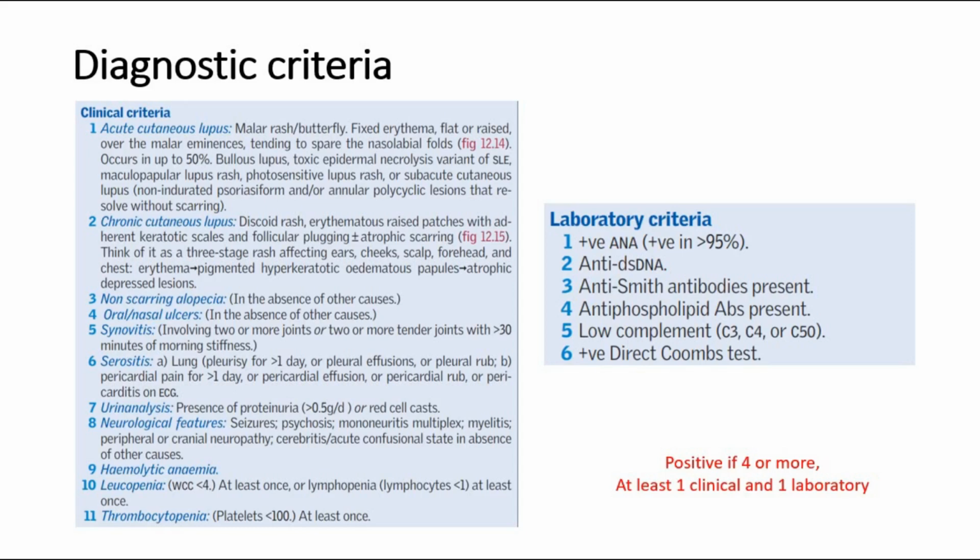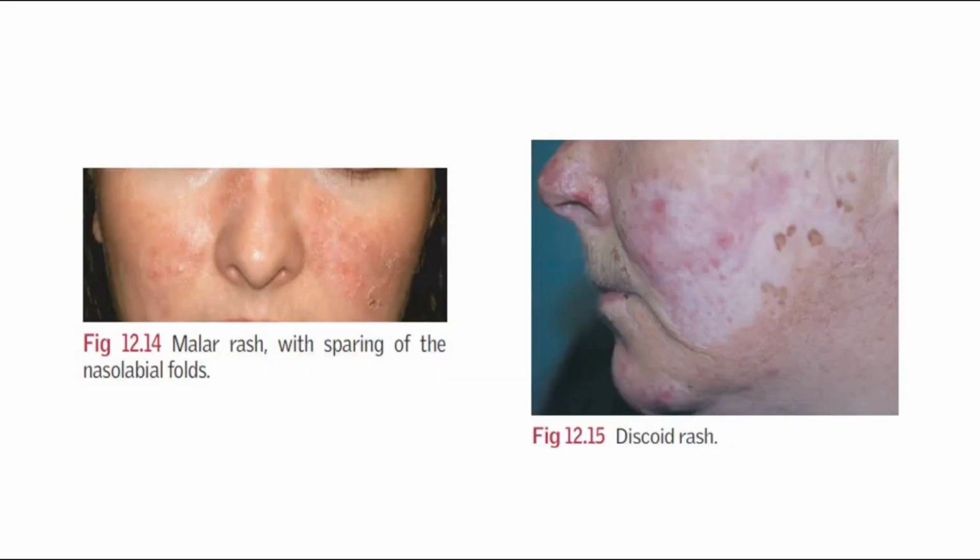So how do we diagnose SLE? If there are 4 or more criteria present, where at least one of them is clinical and one of them is laboratory criteria, we can diagnose SLE. Or if there is a biopsy-proven lupus nephritis with positive ANA or anti-dsDNA, we can diagnose. So this is for the diagnostic criteria.